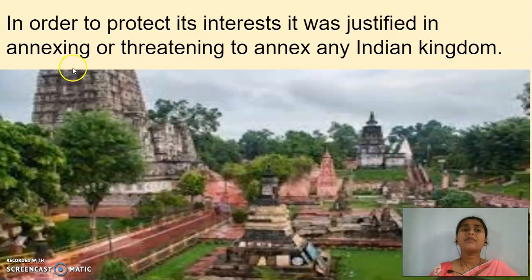In order to protect its interest, it was justified in annexing or threatening to annex any Indian kingdom. What happens is, in order to protect its interest, it was justified in annexing, that means taking control over Indian states, or they were threatening to take control over any Indian kingdom. That means they are showing that they have the supreme power. Supreme means the ultimate power they have got, more than our Indian states.